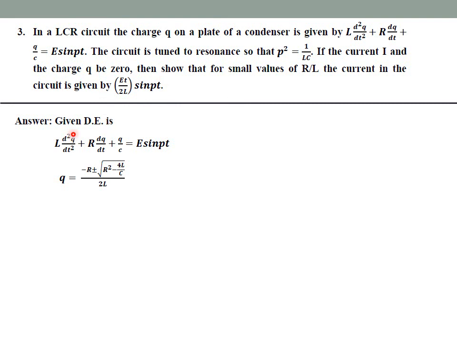So the given equation is L into d square q by dt square plus R into dq by dt plus q by c is equal to E sin Pt.